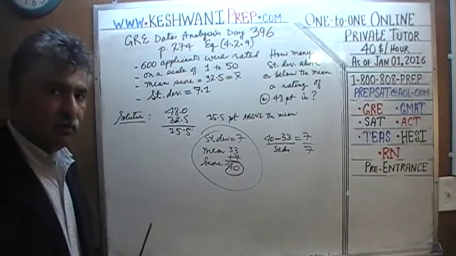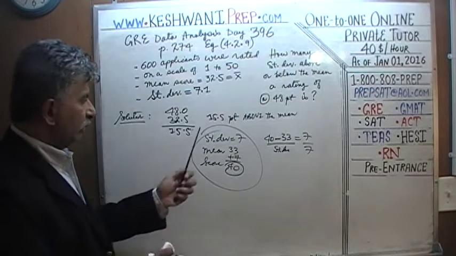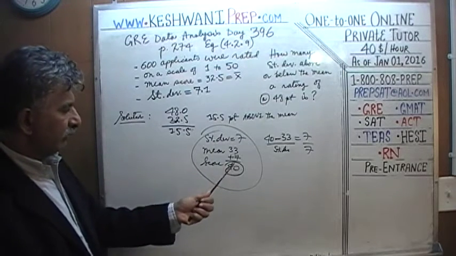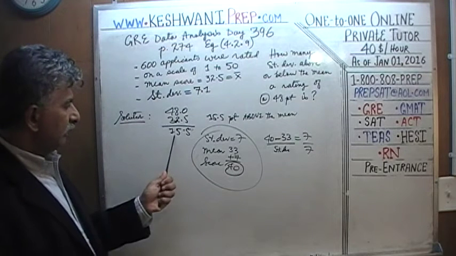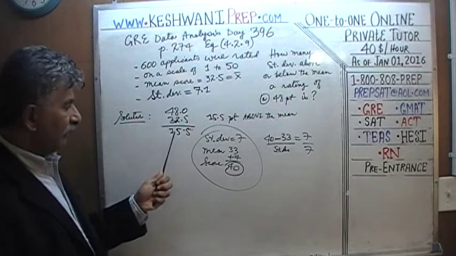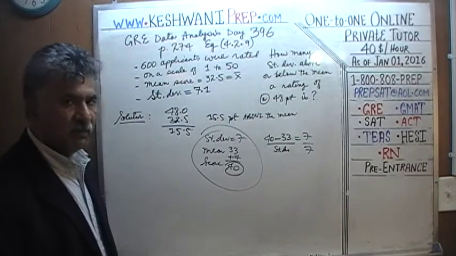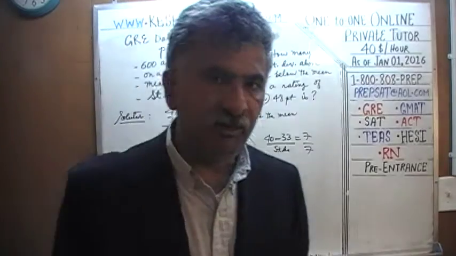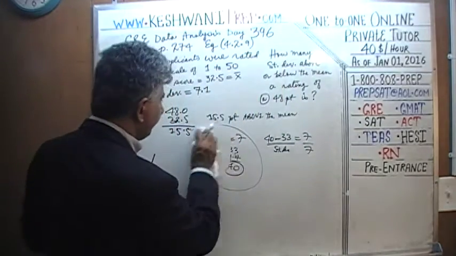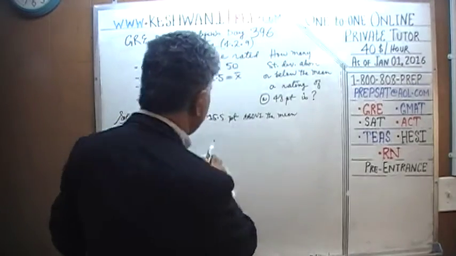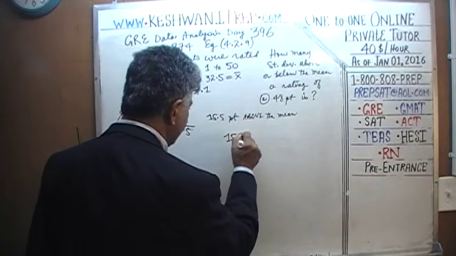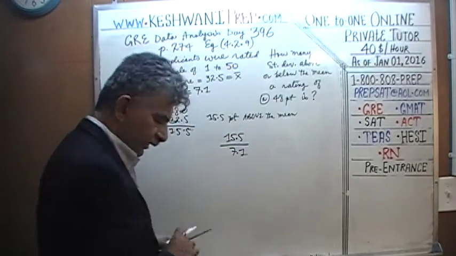The exact same idea we're going to do now, except the numbers are not friendly. We already did that part, this difference is 15.5. Here the difference was 7 because we assumed the score was 40. We're going to divide the 15.5 by the standard deviation and it will tell us exactly how many standard deviations above the mean we lie. Let's find out, shall we? So all we have to do now at the end is simply divide 15.5 by 7.1 and we are done.